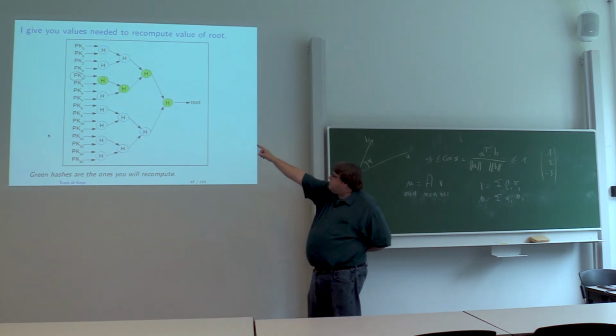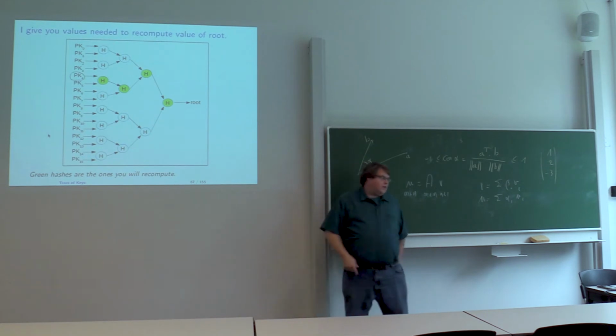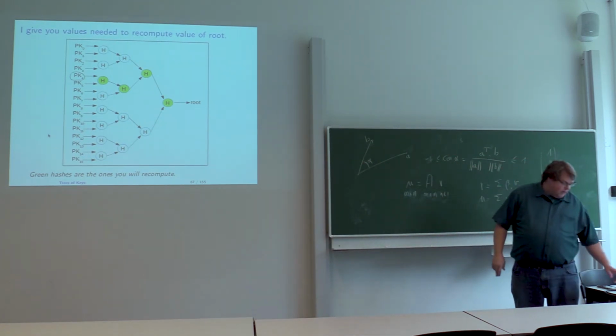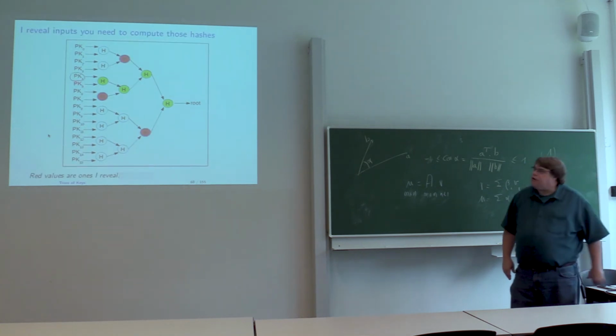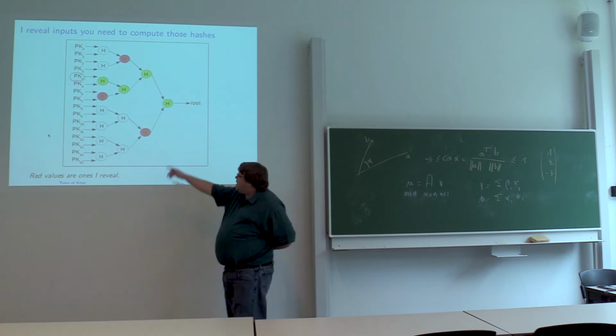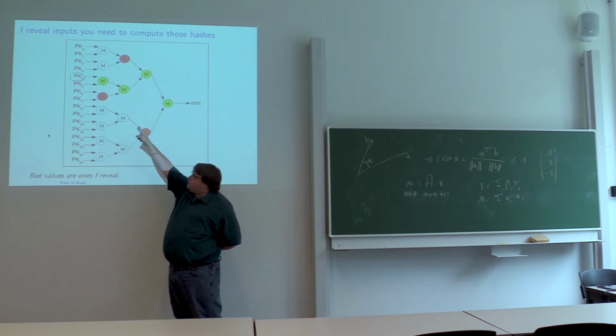So I need to be able to help you compute all of these hash computations. And the interesting thing is, I don't have to tell you the whole tree. I don't have to give you all the leaves and have you recompute it. I just have to give you a few values. So these red values are the ones I'm going to reveal to you. And so you can see, okay, PK5 is another leaf. I need that to get that first hash value. And then I'm going to tell you this hash value.